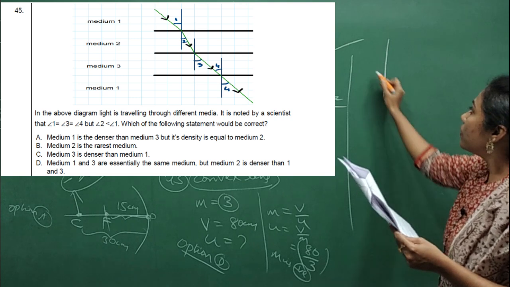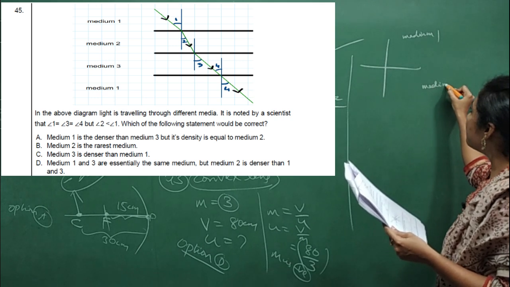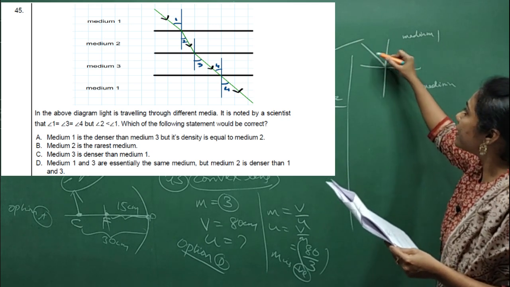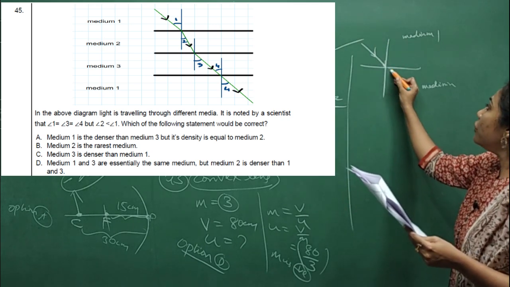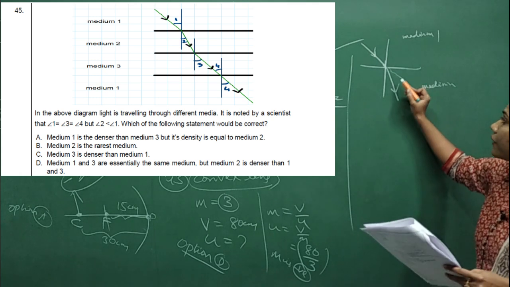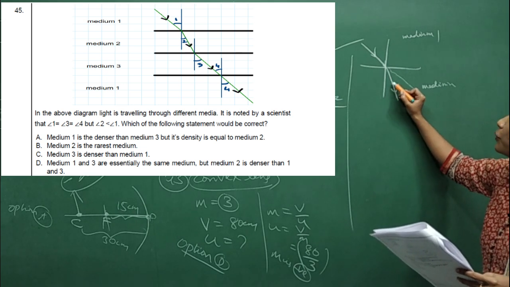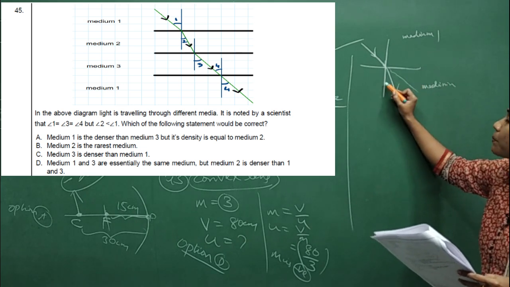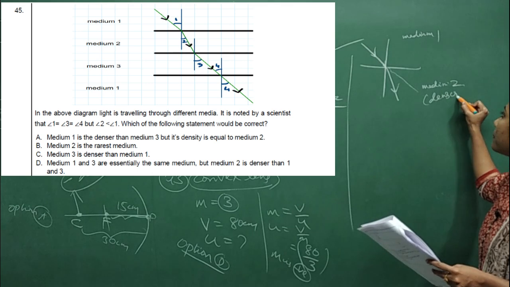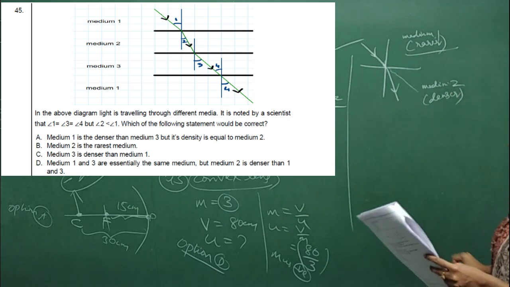Just observe. This is medium 1, and this is medium 2, right? In medium 1, this is a normal and this is an incident ray. And you know what? The refracted ray is something like this. That means the ray is moving towards the normal. It has not moved away from the normal, but it has moved towards the normal. That means medium 2 is denser, right? That means the ray is passing from rarer medium to denser medium.